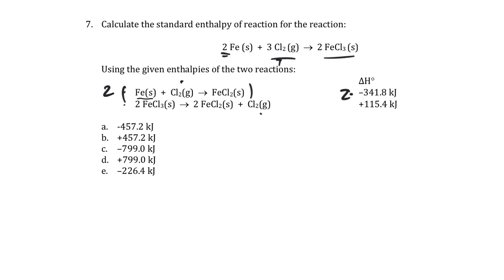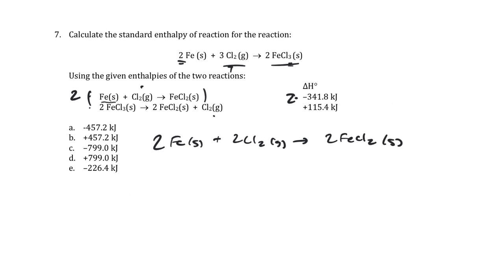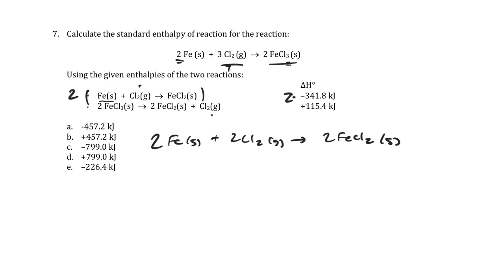And so I could write that out. If I write out 2 Fe solid plus 2 Cl2 gas goes to 2 FeCl, but it's 2. I need 3 here, not a 2. So I'm getting closer to what I need. And so then this delta H would be equal to 2 times minus 341.8. So delta H of that reaction is minus 683.6, and that's in kJ.